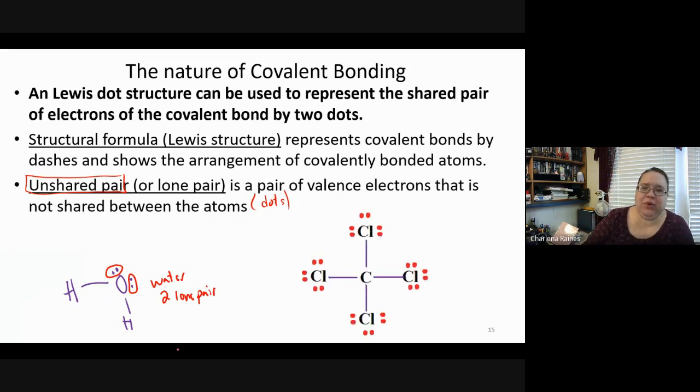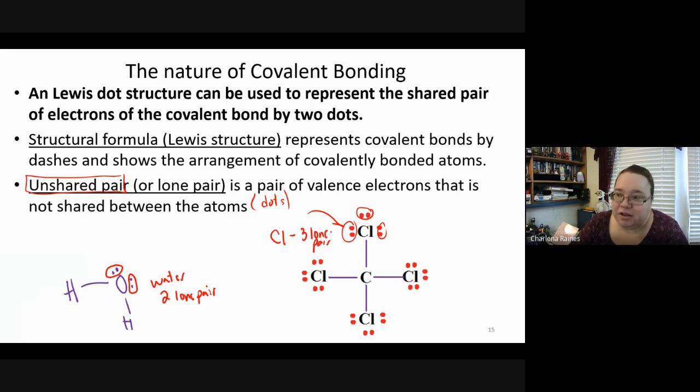If I look at the picture on the right, this is carbon tetrachloride. Remember, our covalent compounds get those prefixes. Carbon tetrachloride: we can see that each chlorine has 3 pairs of dots. So chlorine has 3 lone pairs. This is just some terminology. When we're looking at lone pairs around an element, we look at just one version of that element. So yes, I know that picture has 4 chlorines, but I don't look at them all together. When I say chlorine, I mean just one Cl. I don't mean all 4 of them.